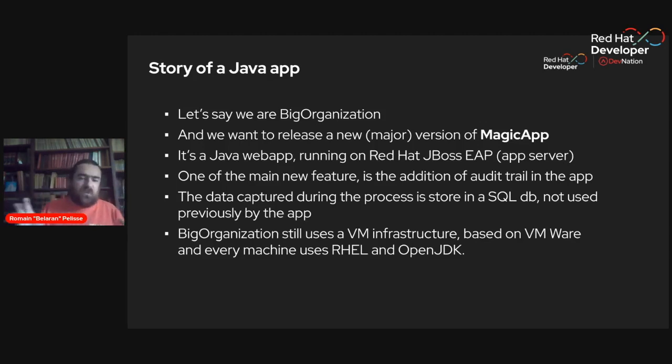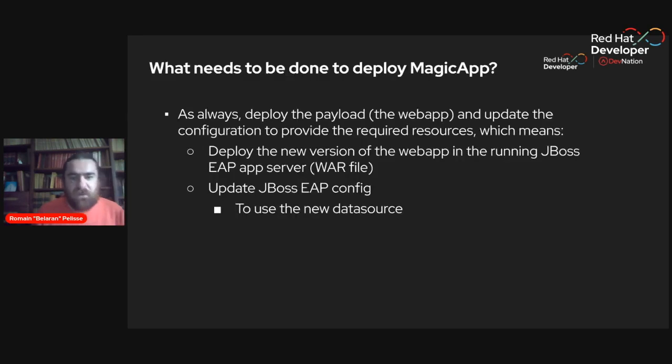Just to give you the context and also make it more real, let's assume that Big Organization is still using a VM infrastructure. It's based on VMware. Everywhere they're running RHEL machines, and if you care about this kind of low-level detail, the application is running on OpenJDK JVMs. It has no bearing on the discussion. It's just to situate you and give you a full picture of the organization.